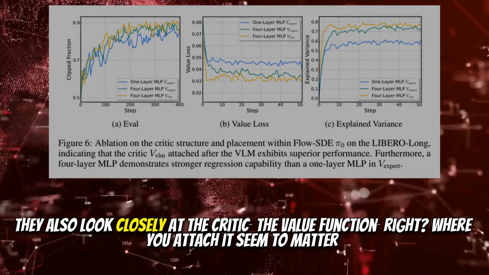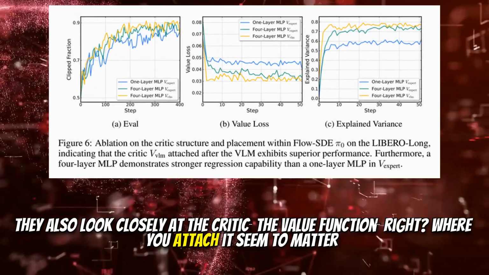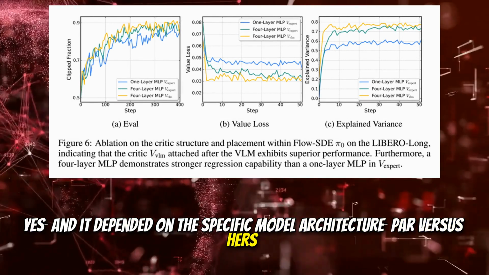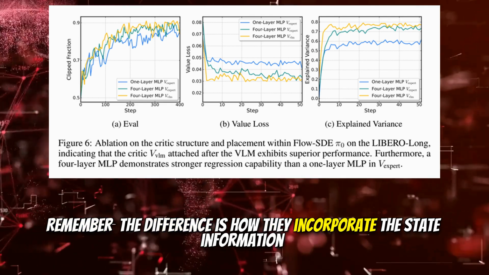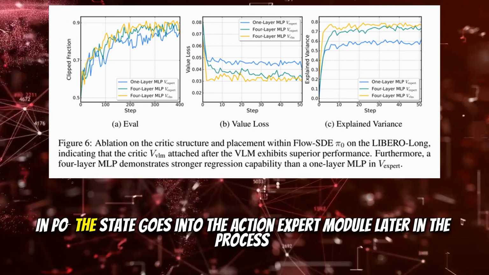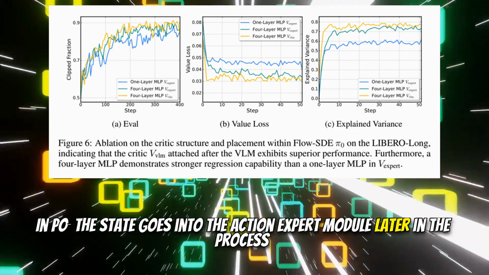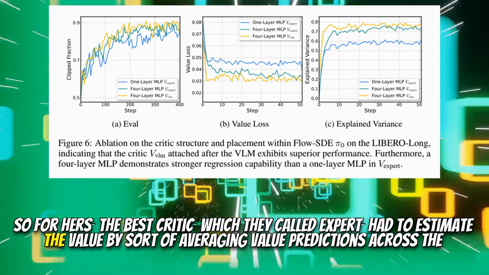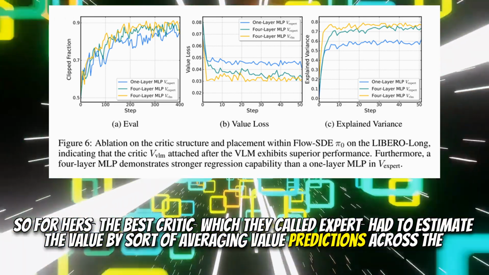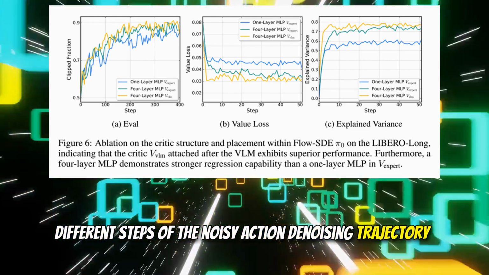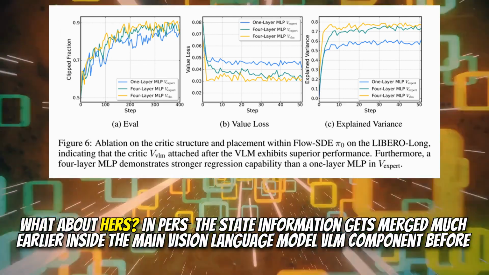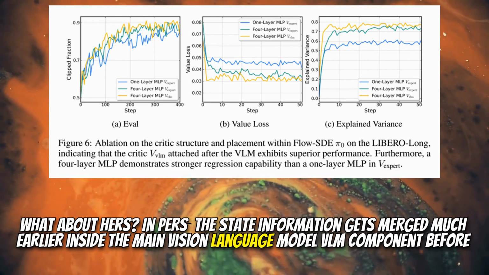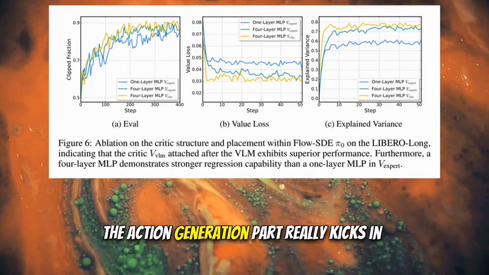Makes sense. They also looked closely at the critic, the value function, right? Where you attach it seemed to matter. Yes, and it depended on the specific model architecture, one versus the other. Remember, the difference is how they incorporate the state information. Right. In the first, the state goes into the action expert module later in the process. Correct. So for that one, the best critic, which they called expert, had to estimate the value by sort of averaging value predictions across the different steps of the noisy action denoising trajectory. Okay, that sounds a bit complex. What about the other? In that one, the state information gets merged much earlier inside the main vision language model, the VLM component, before the action generation part really kicks in.